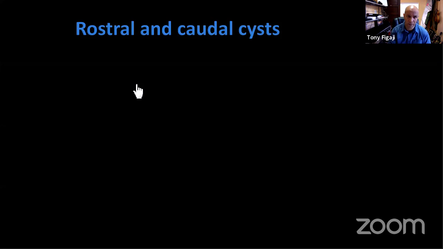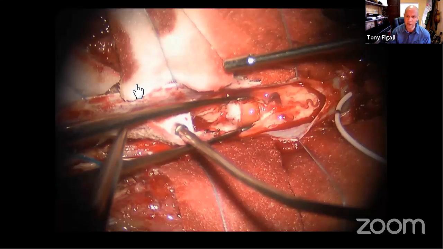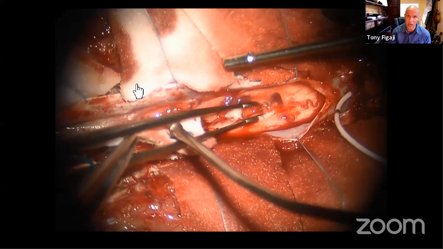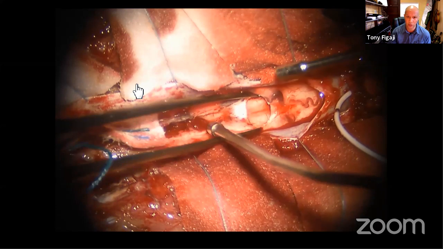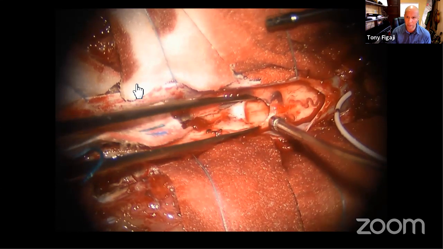Rostral and caudal cysts are very common in children. And those are very, very useful as a marker of how high to go and how low to go. Once you get into the rostral or caudal cyst, it's a wonderful anatomical landmark.